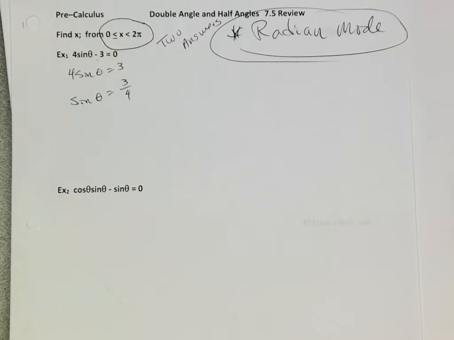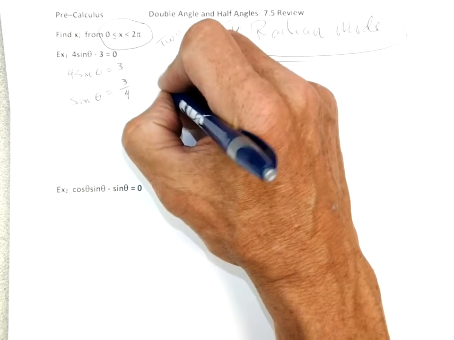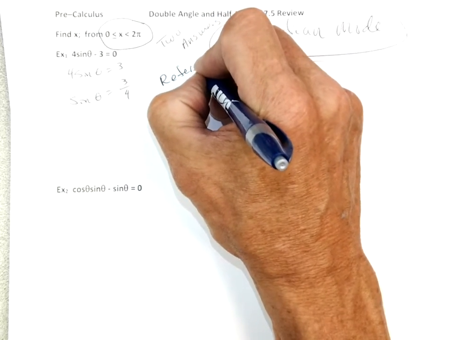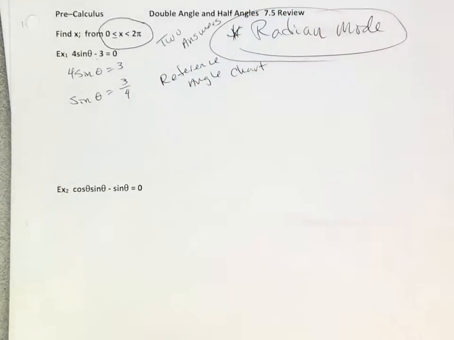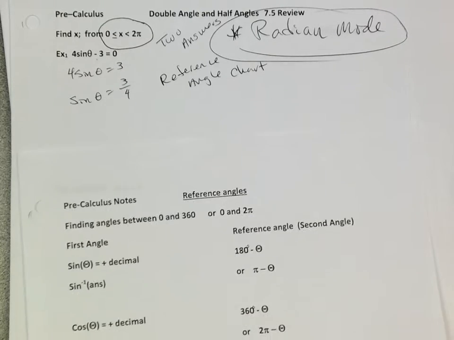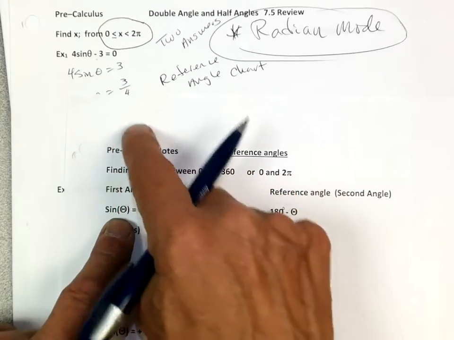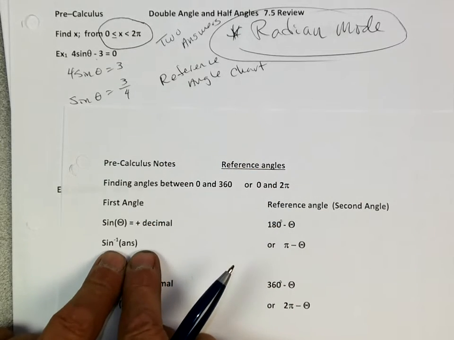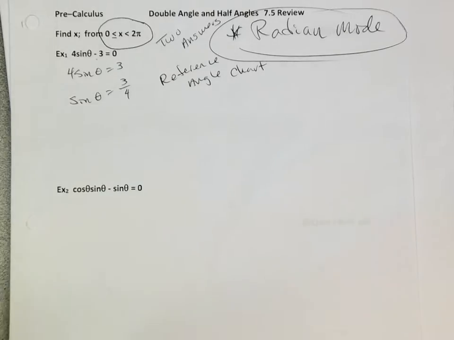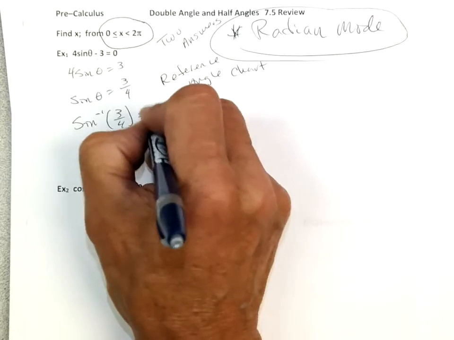Unfortunately, 3/4 is not. So since it's not, we're going to have to use our chart, right? Our reference angle chart. We're going to use our chart because it's not in the unit circle. So I go to my chart, and what I see on my chart is this. So I've got sine of some angle is equal to a positive decimal, like 0.75. You okay with me? I mean sine of theta is equal to like 0.75, right? So I'll just take the sine inverse of that. So I'm just going to go sine inverse of my 3/4, and that's going to give me theta, right?